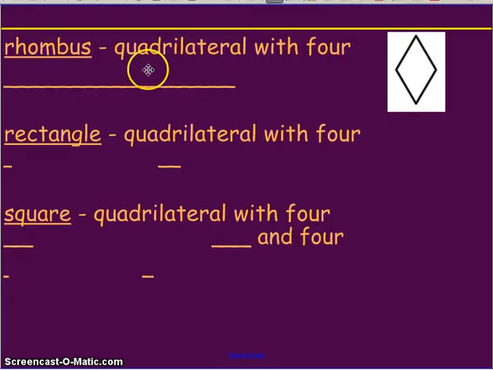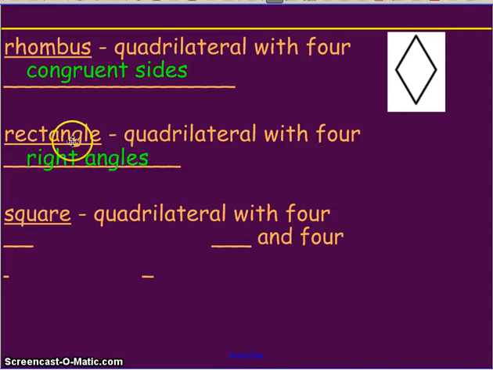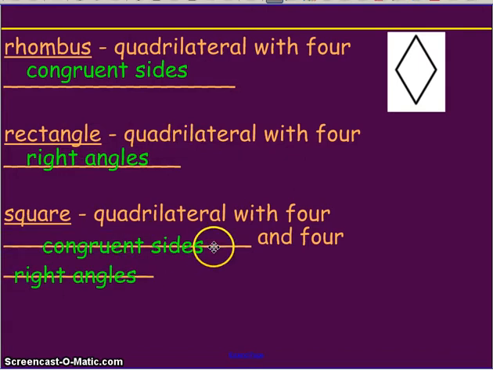A few things to define real quick. The special parallelograms we're going to talk about today. The first one is a rhombus. A rhombus is an equilateral quadrilateral with 4 congruent sides. A rectangle will be a quadrilateral with 4 right angles. And then a square is going to have the 4 congruent sides and the 4 right angles.